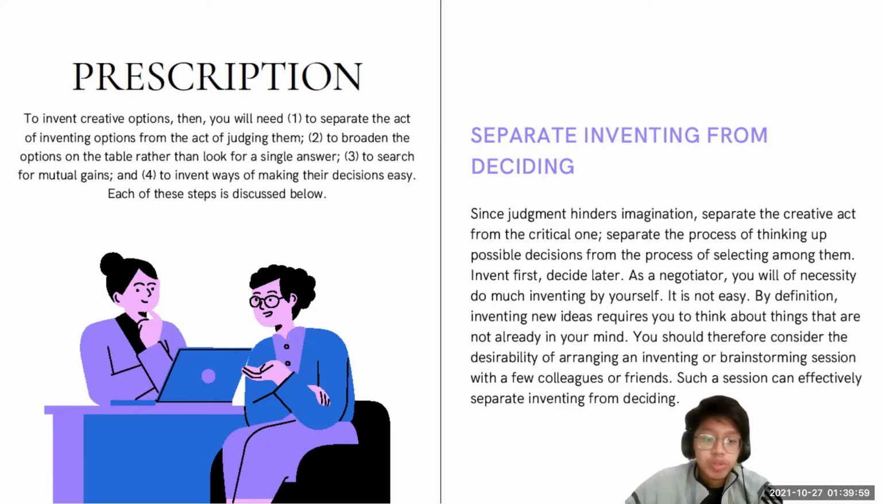When you find creative options, you will need to first separate inventing from deciding. Since judgment hinders imagination, separate the creative act from the critical one. Separate the process of thinking of possible decisions from the process of selecting among them. Invent first, decide later. As a negotiator, you will of necessity do much inventing by yourself.